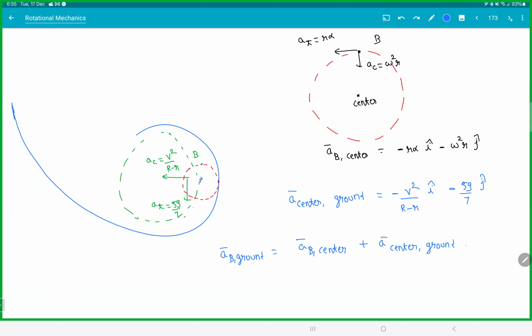plus the acceleration of the center with respect to the ground. It's like this. I want to study moon from the sun. I can't do it directly. I'll study moon from the earth, then I'll study earth from the sun. Are the steps clear, everyone? You just add them up, you'll get the final answer.